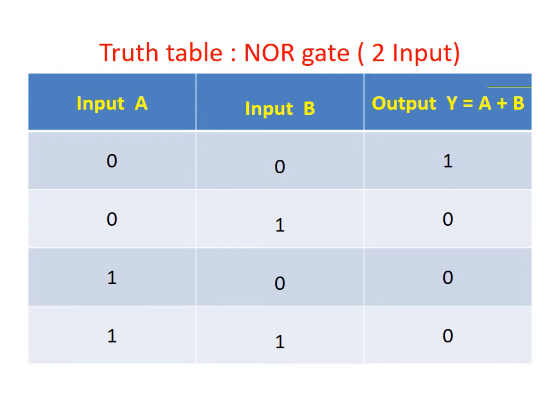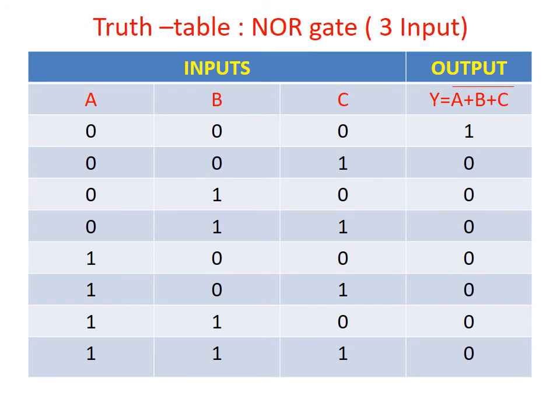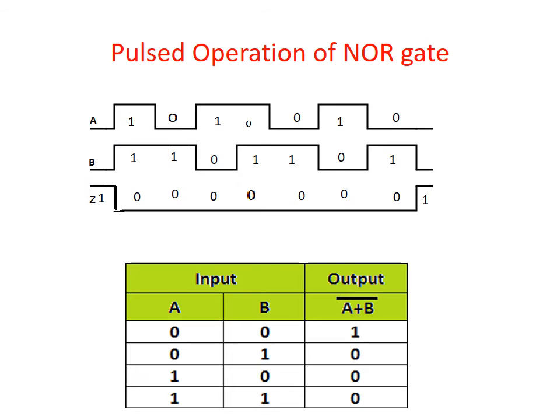This is the truth table of 2 input NOR. This is for 3 input NOR gate. If all inputs are low, then the output is high. If any one input is high, output will be low. Here in the last row, all inputs are high, the output is low. This is known as the truth table of 3 input gate.